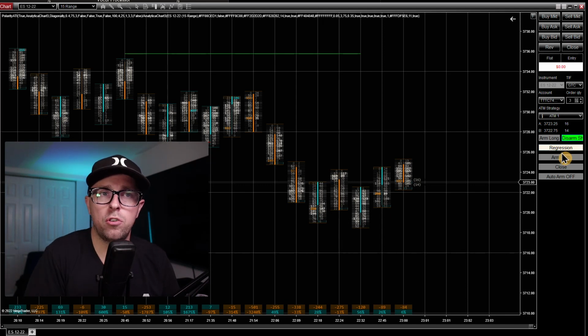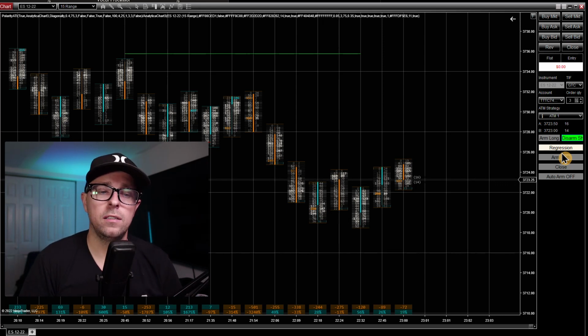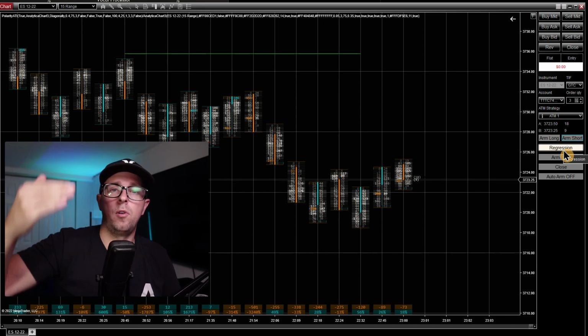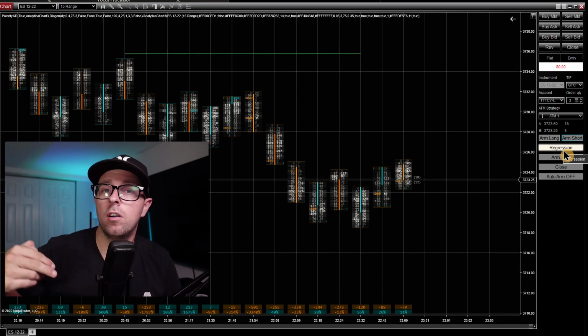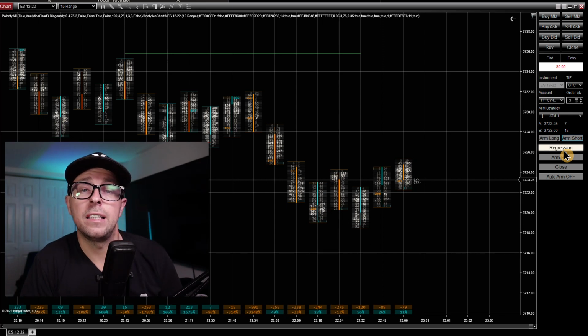So if I arm it short with regression, what it's going to look for is a seller's imbalance, and it's going to trigger me long. And that means that a small pullback on a big up trend, it's going to get me long. So instead of buying the highs, it's going to buy me on the pullback. And that is the idea behind it.